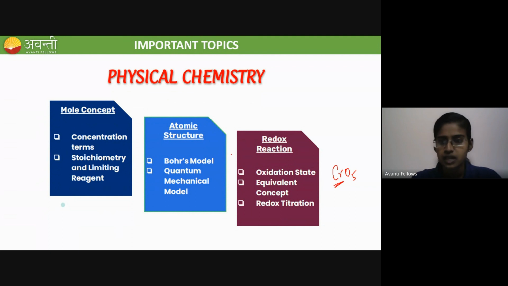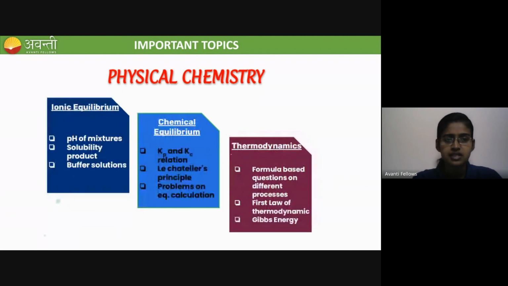Now moving on to the next lesson: ionic equilibrium and chemical equilibrium. In ionic equilibrium, concentrate more on pH-related questions and solubility product. Solubility product is very easy, but it is very important. In buffer solutions, study the two types, acidic buffer and basic buffer: what an acidic buffer is a mixture of, and what a basic buffer is a mixture of. Also study some examples under each.